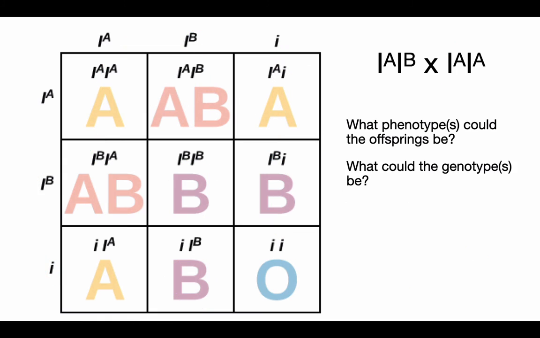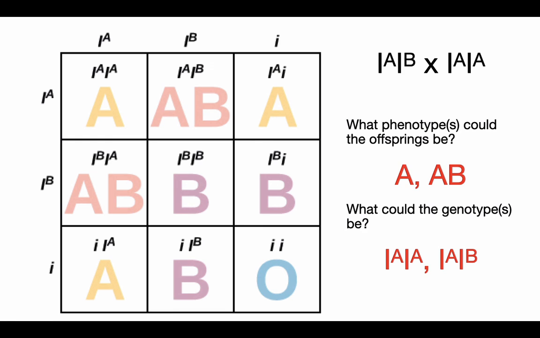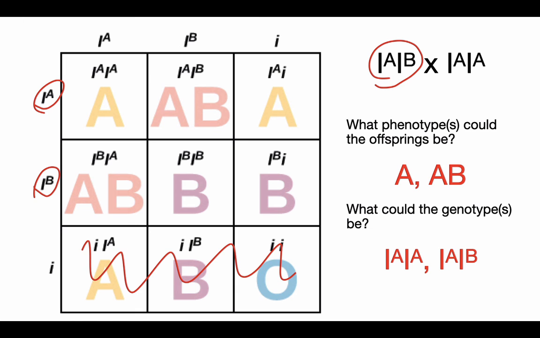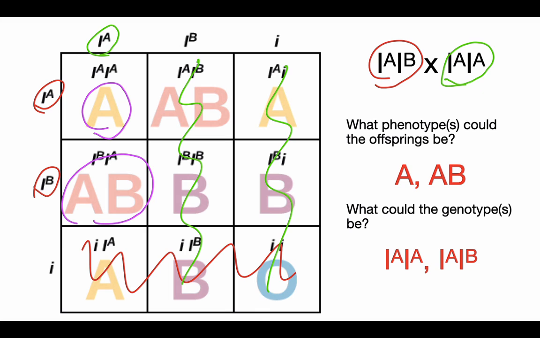Next one. What happens if you cross a big I^A, big I^B, crossed with big I^A, big I^A? What genotype and phenotype could you get? Go ahead and answer. Let's take a look at possible answers. What can the first parent give? Big I^A, big I^B. No little i. What can the second parent give? Big I^A. There's no B, there's no little i. So the offspring could either be A or AB.